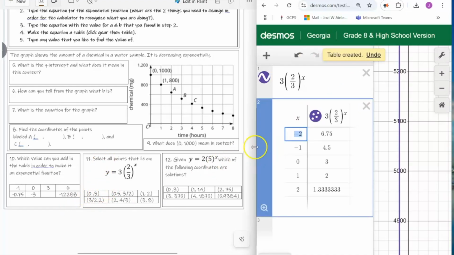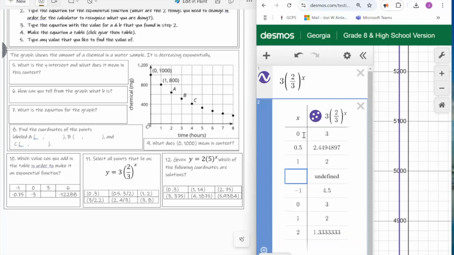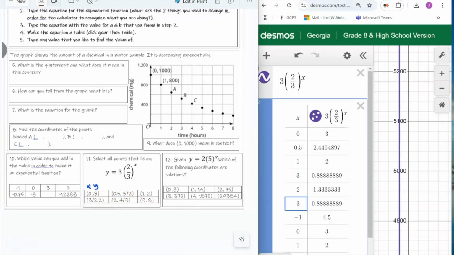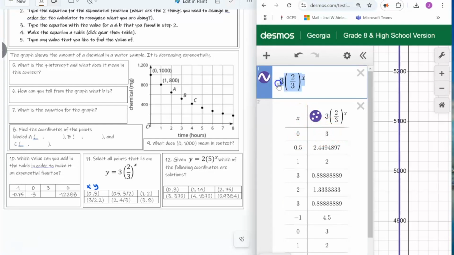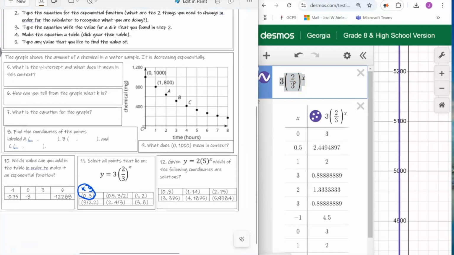So I'm going to type exactly in this order and then look. So there's 0, enter, 0.5, 1, 3, 2, 3. All right, so I'm typing in order all the x values. Remember, this is x and then this is y, right? So is 0, 3 a solution? Yes. Why? Because it's in this table, because this is talking about this equation right here. So select all the points. We're just going to circle them. So this is a solution.